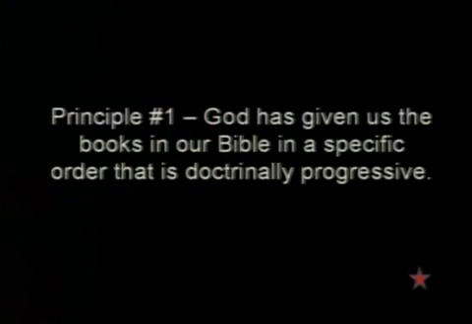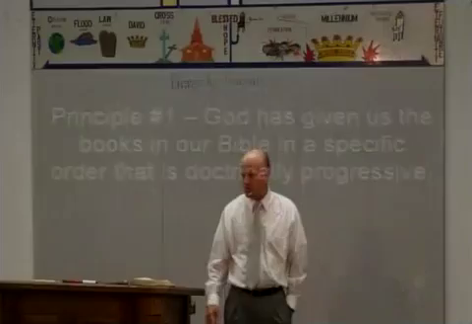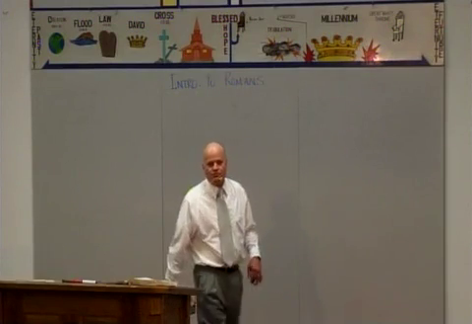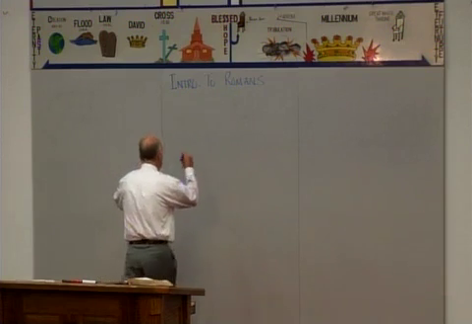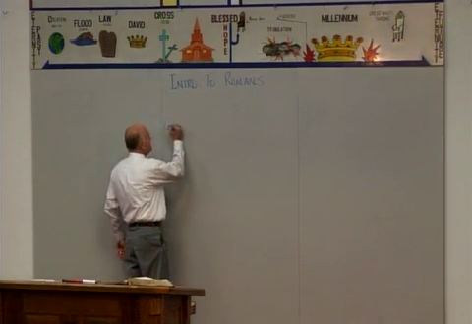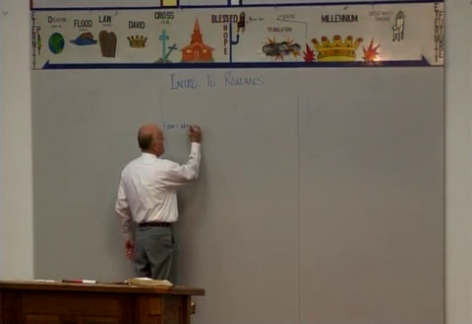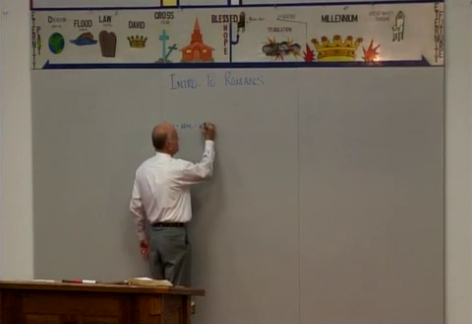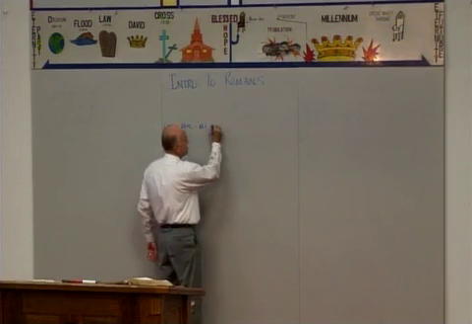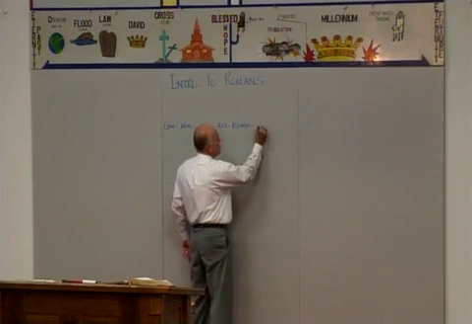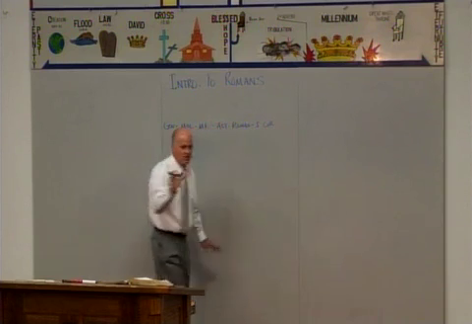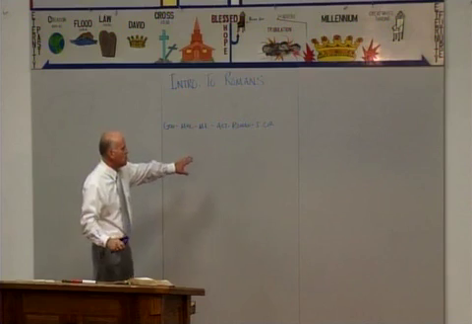God has given us the books in our Bible in a specific order that are doctrinally progressive. You remember we saw progressive revelation as we were studying the book of Acts earlier, and now we see this. What that means is, as you come through your Bible, starting with Genesis, you come on over, you've got Malachi at the end, and then you come across those blank pages to Matthew, and then you get to the book of Acts, and then you have Romans, and then the next book is 1 Corinthians. I don't need to go any further because this will illustrate the point.